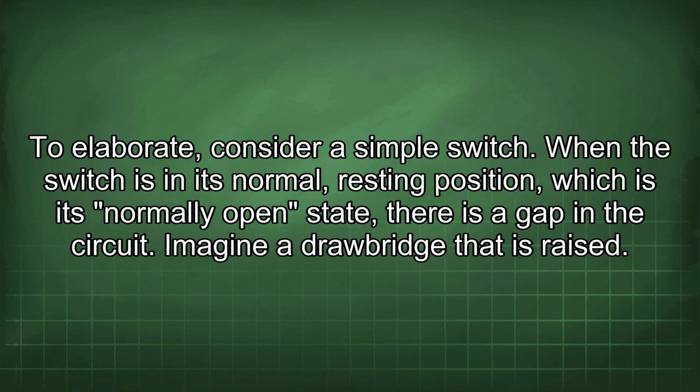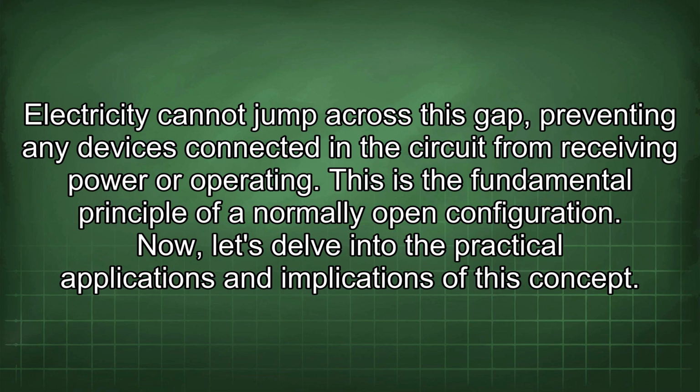To elaborate, consider a simple switch. When the switch is in its normal, resting position, which is its normally open state, there is a gap in the circuit. Imagine a drawbridge that is raised. Electricity cannot jump across this gap, preventing any devices connected in the circuit from receiving power or operating. This is the fundamental principle of a normally open configuration.